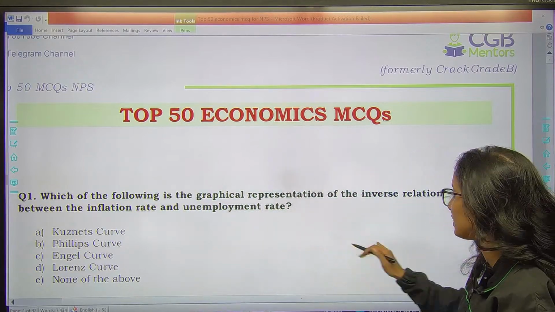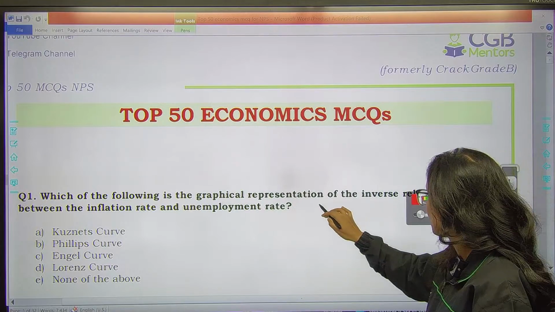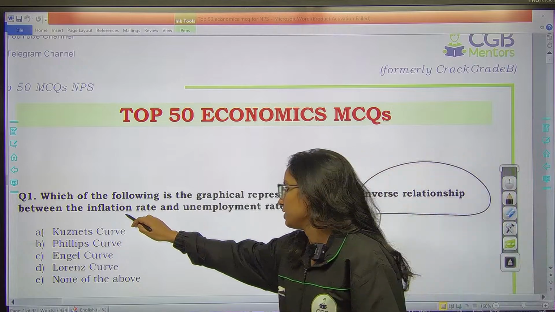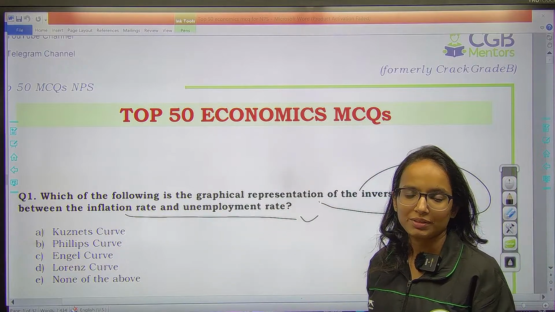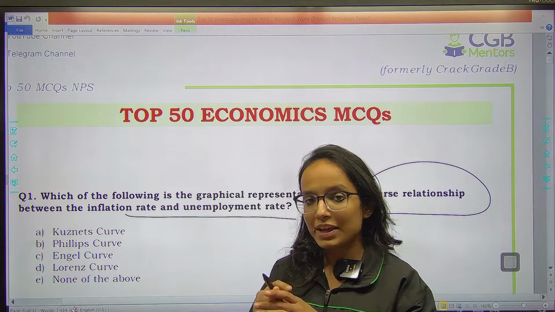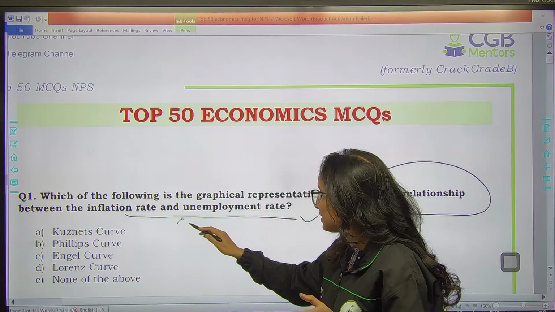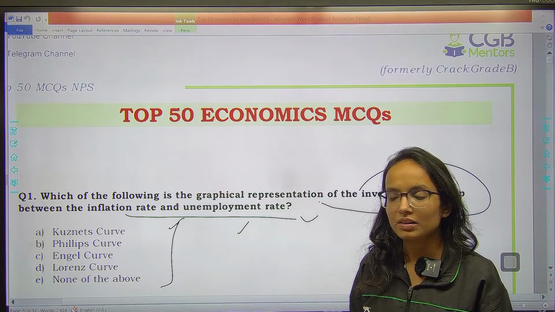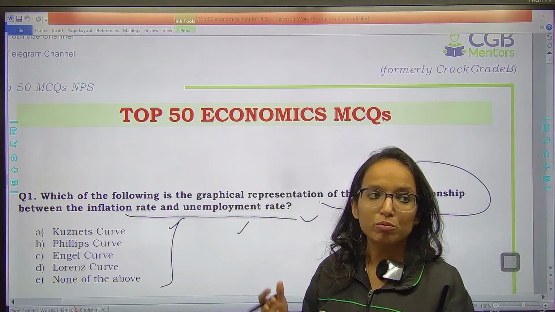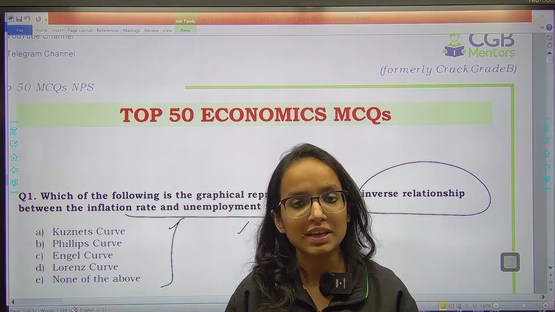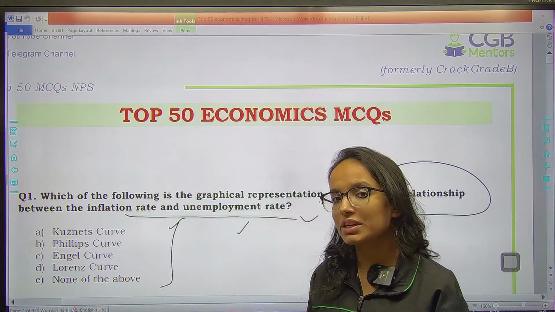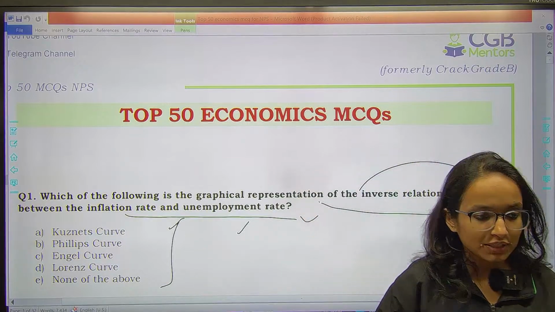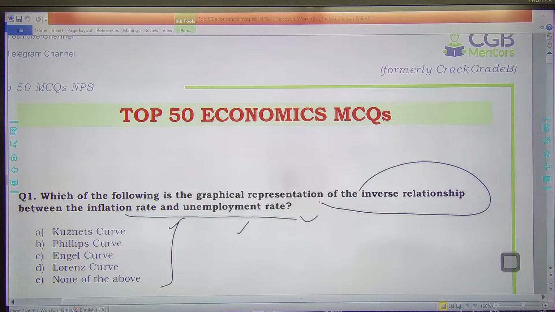Which of the following is the graphical representation of the inverse relationship between inflation rate and unemployment rate? There's a graph which gives you an inverse relationship between inflation rate and unemployment rate. Which one is this? Tell me quickly. In inflation rate and unemployment rate there is an inverse relation, which says that if you need to reduce unemployment, you have to bear with higher rates of inflation. Which curve depicts this inverse relationship?